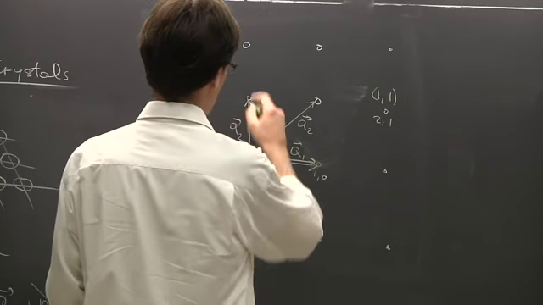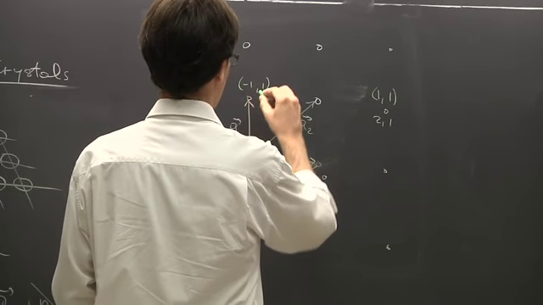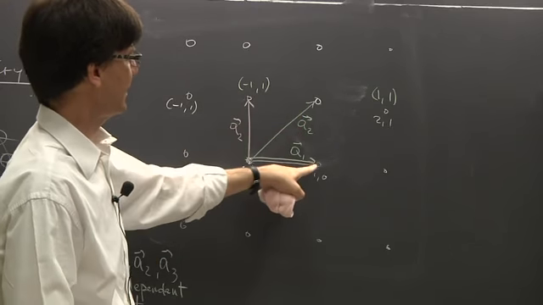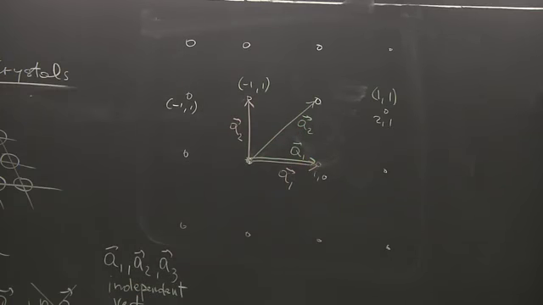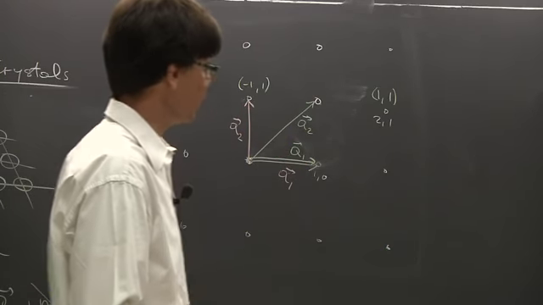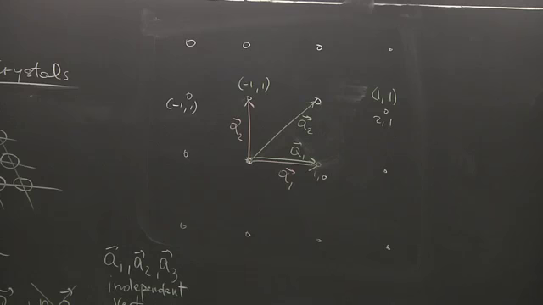Minus 1, 1, right? I first go along A2, and then I simply come back adding minus A1, right? Well, I'm not going to do it for all the points, of course, but it's clear that with this green choice of A1 and A2, I can generate exactly the same lattice.